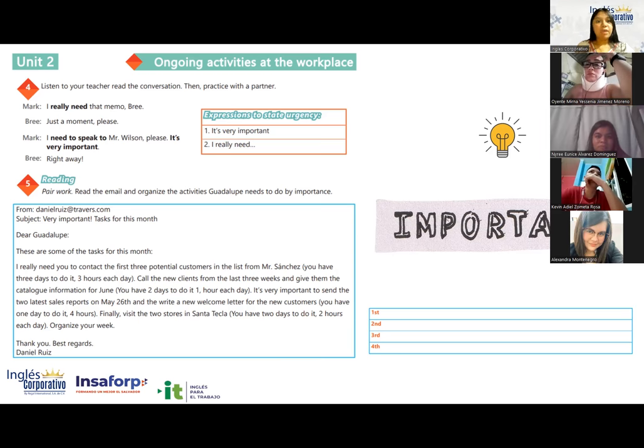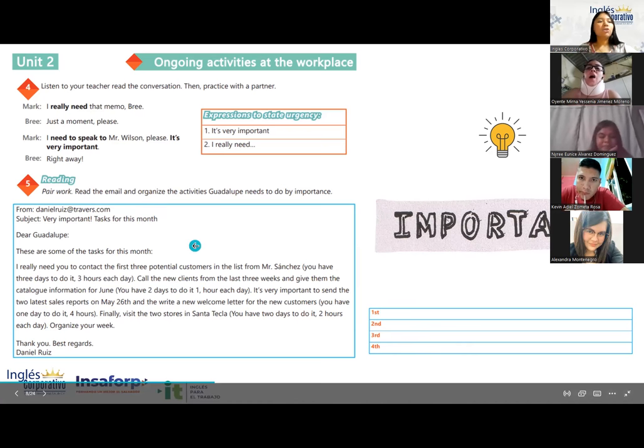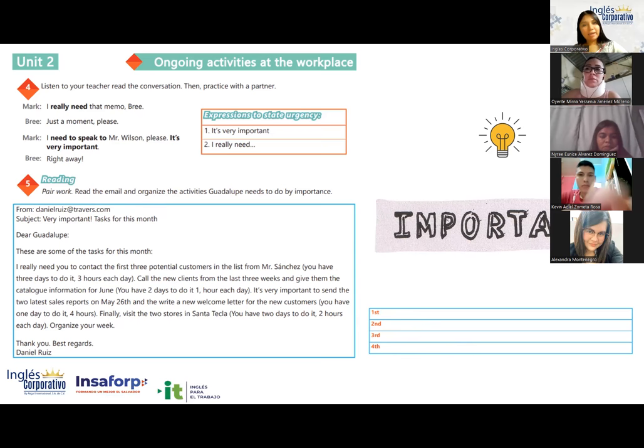So now, let's see. We also have a short paragraph. This is an email. Este es un correo electrónico. We are going to read the email and then we are going to organize the activities Guadalupe needs to do by importance. This is, I will use your critical thinking skills. Vamos a ver sus habilidades de pensamiento crítico aquí. Tenemos first, second, third, and fourth place, right here. Okay, so let's read the email. Vamos a ver cuáles son las tareas.